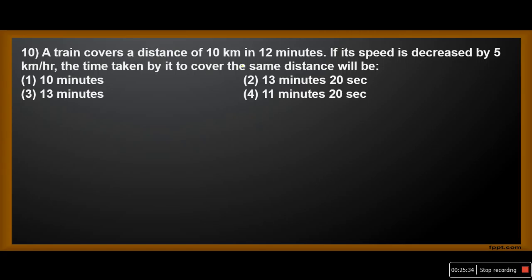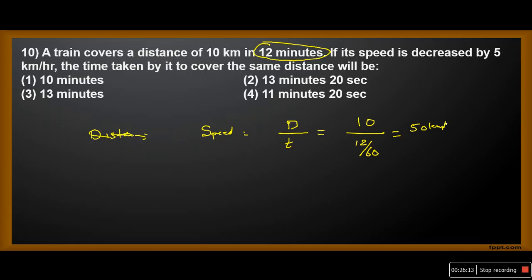Now, let us find the distance first. Distance is equivalent to, okay, we have to find the speed first. Distance is given, speed is equal to distance by time. Distance is given as 10 kilometers. Be careful, time is given in minutes. You have to convert it in terms of hours. So 10 divided by 12 by 60. That equals 50 kilometer per hour. Okay, speed is 50 kilometer per hour.